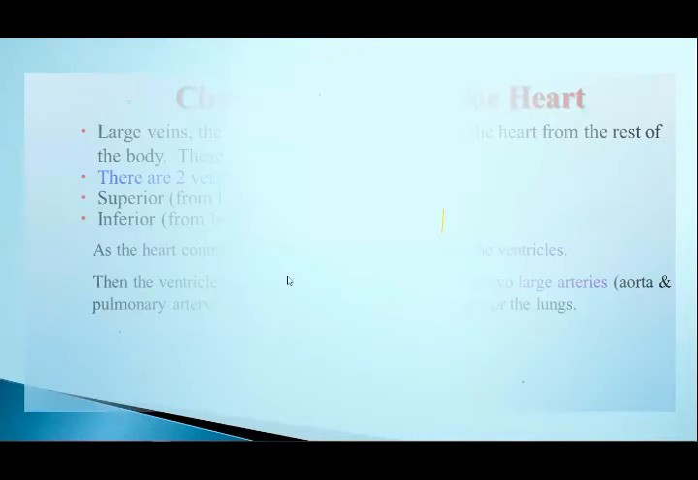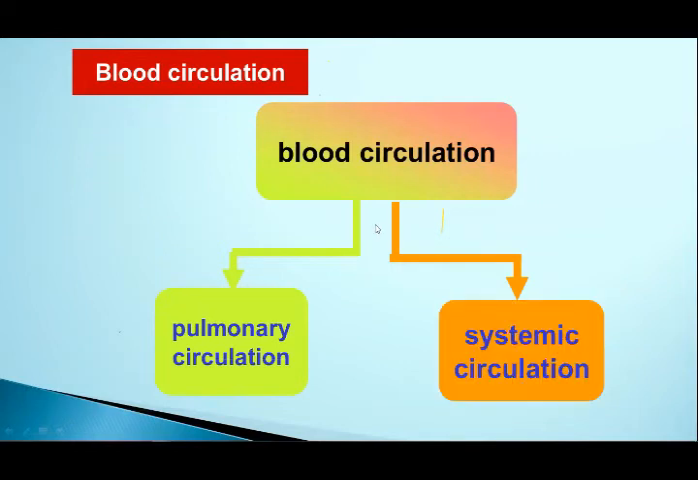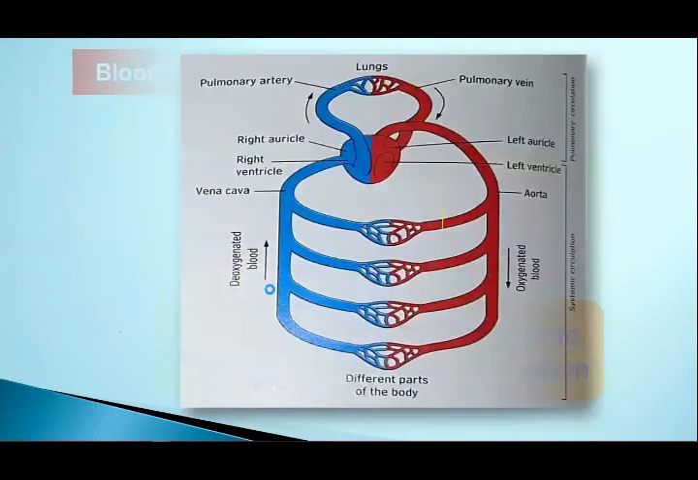Now have a look at this. We have already discussed the two important circuits of the circulation. That is, the blood circulation in human beings can be divided into two circuits, pulmonary and systemic circuit, right? Now if you look at this particular figure, it will explain the whole story that we have discussed till now. So this is basically the summary of the whole story.